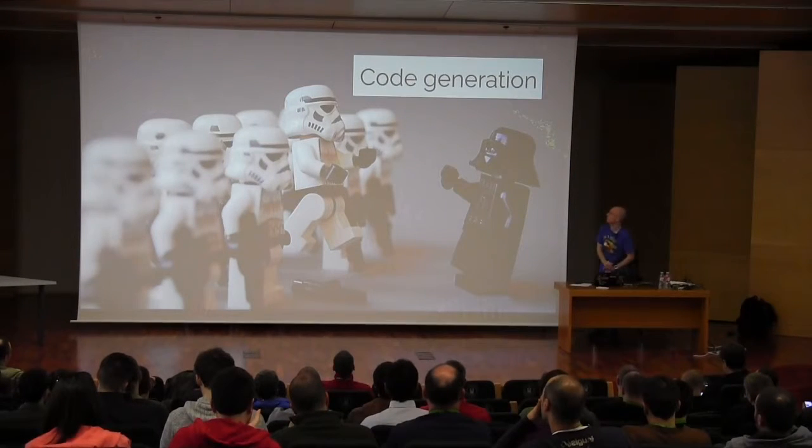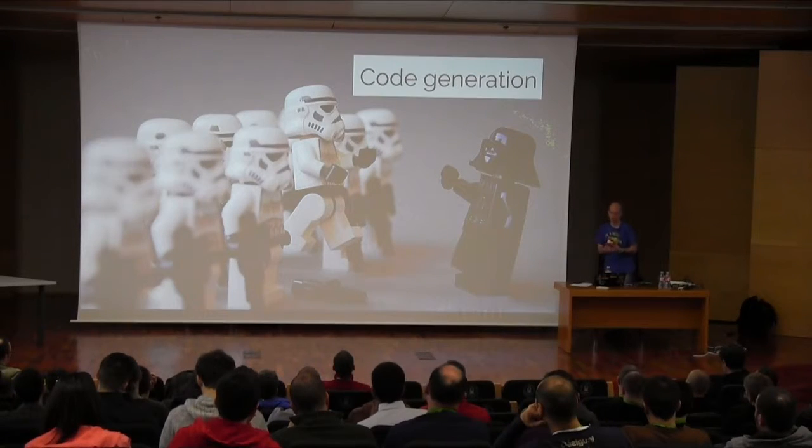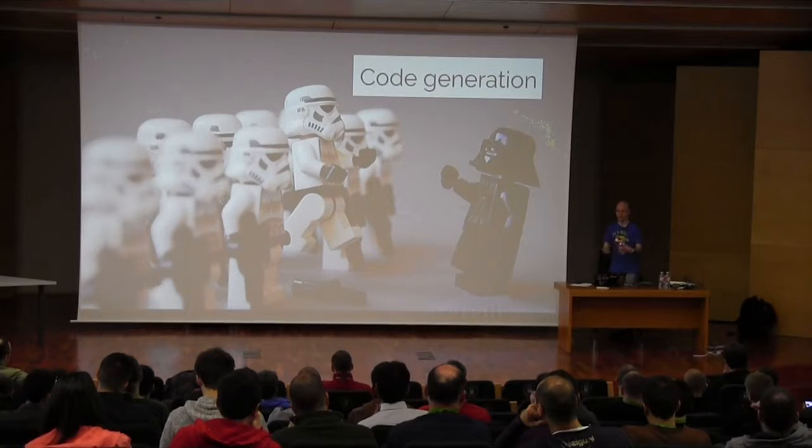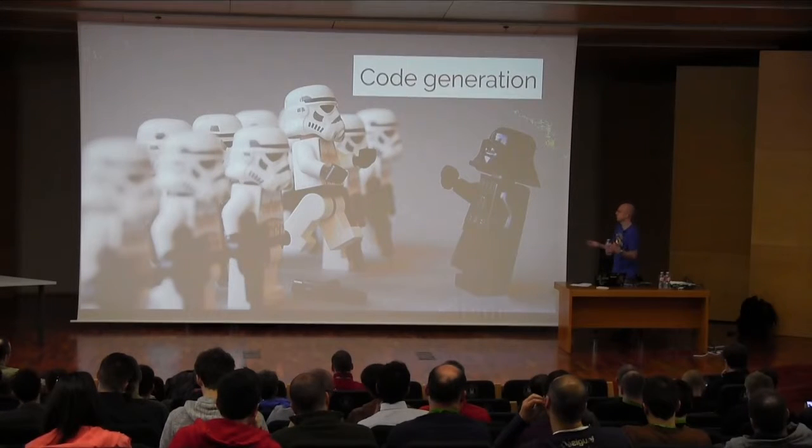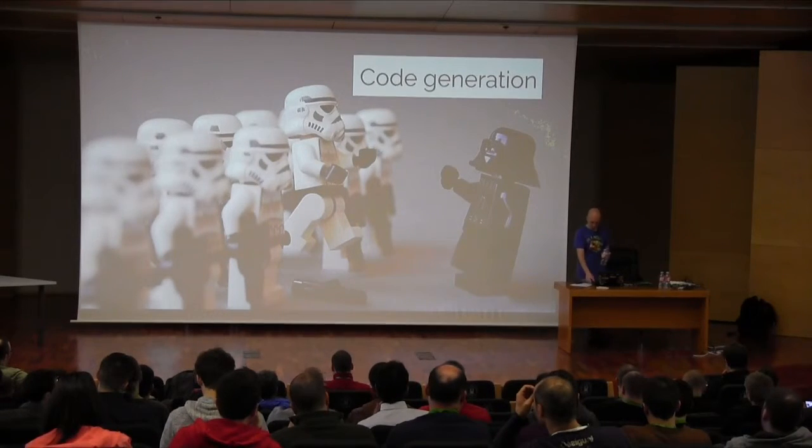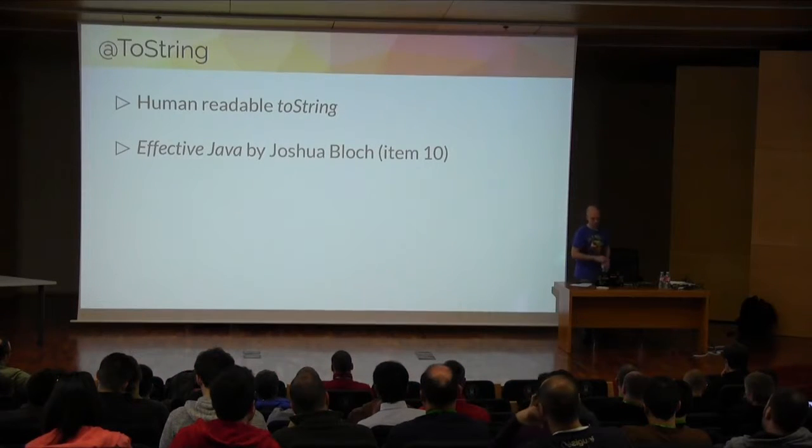So the first one is code generation. Inside this category, there are AST transformations that help us to remove boilerplate code. It's typically code that we need to write, but doesn't carry useful information. It's just boilerplate. So the first one is ToString. This annotation will implement the toString method for us.